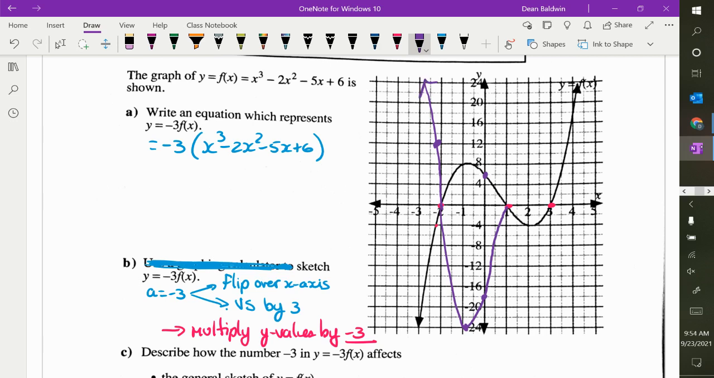This minimum right here is at -4 times -3, moves up to 12. And then it has to go through that x-intercept, and I'm just going to draw it like that. So there's your graph. Actually, it doesn't look very good. I'll put it in red.